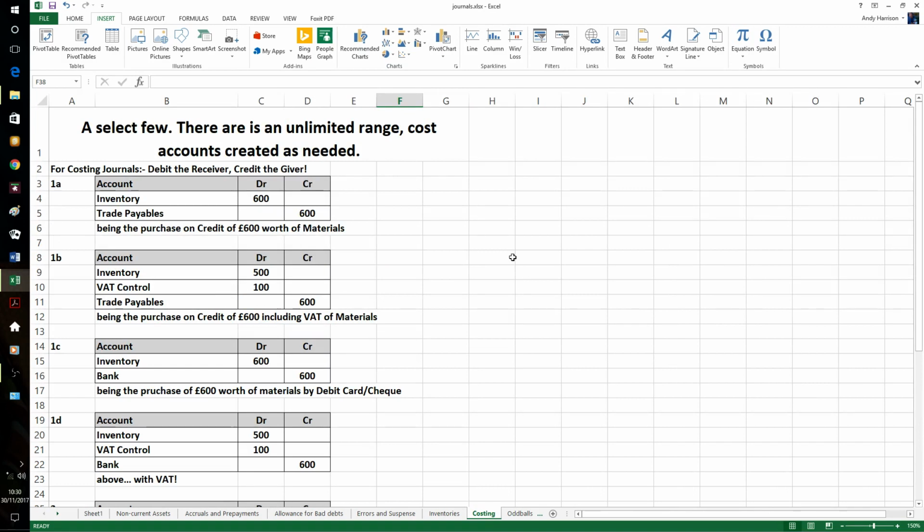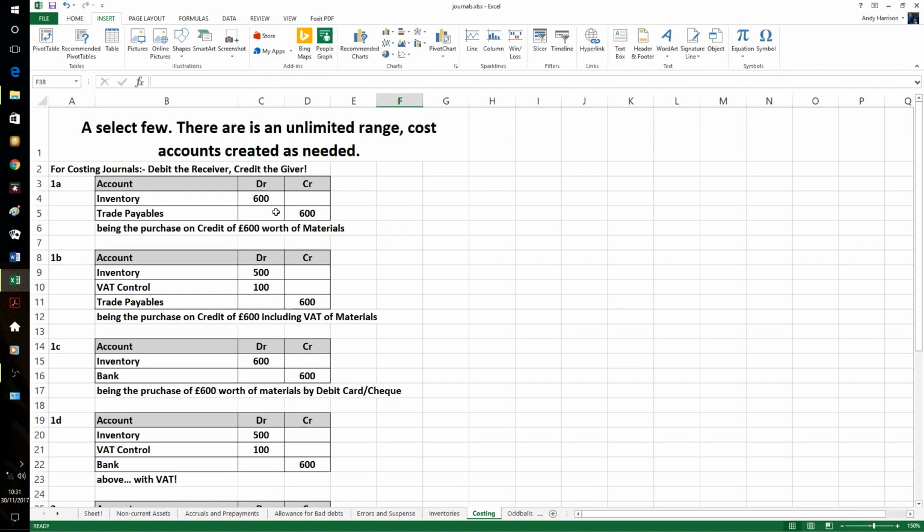Costing journals, so dealt with more, not such a problem actually, because there's an easy way to remember them. Debit the receiver, credit the giver. What there is though is an unlimited range, and we can have a vast amount of cost accounts, we can have control accounts, we can have more specific expense accounts added into work in progress or projects or departments, that there's no limit. So these are just illustrative ones.